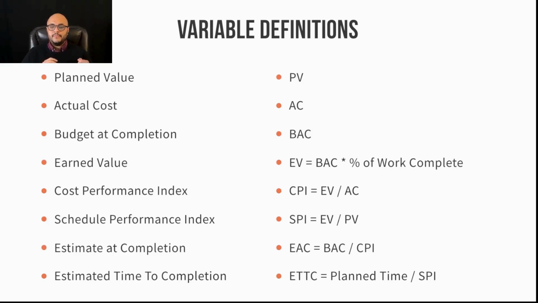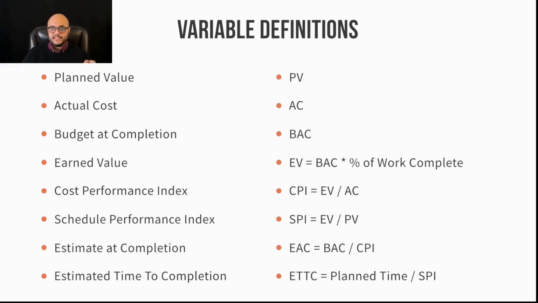Earned value, or EV, is equal to your budget at completion multiplied by the percentage of work complete. Remember, earned value is how much work I've actually done. So it's the budget at completion multiplied by the percent of work complete.